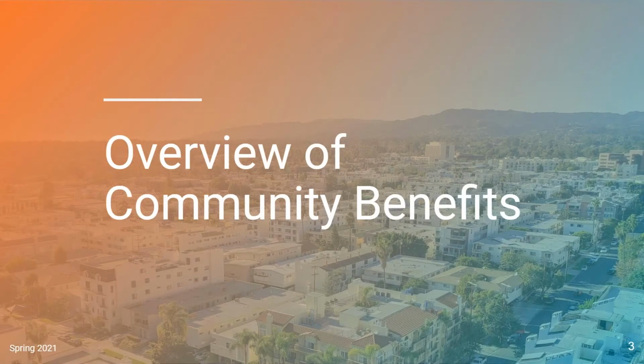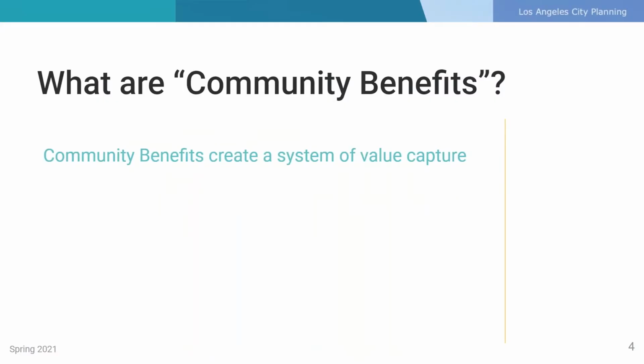This section will review community benefits and affordable housing incentives, particularly how the Boyle Heights Community Plan Update incentivizes new affordable housing along with the structure of the proposed Community Benefits Program. At a basic level, community benefits create a system of value capture, which means that when public improvements, new infrastructure, or a change in land use regulations results in increased land value, that increase in land value is recaptured in the form of specific community benefits.